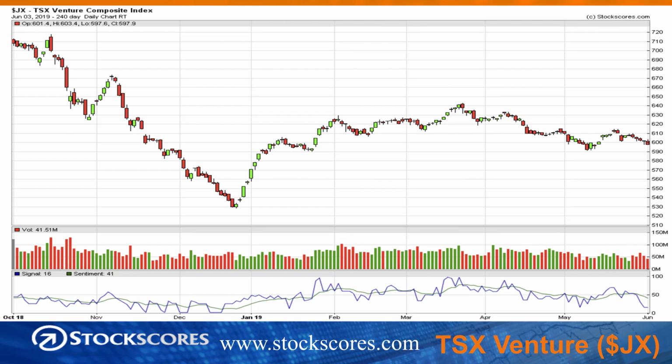TSX Venture tends to slow down in May, and you're seeing that probably starting a little bit early this year. April, we saw the weakness start to gather. May, we've had weakness until this downward trend line can be broken. I think generally speaking, you avoid the small cap and micro cap stocks in Canada. There will be individual names that can do well, but the market in general is not too excited.